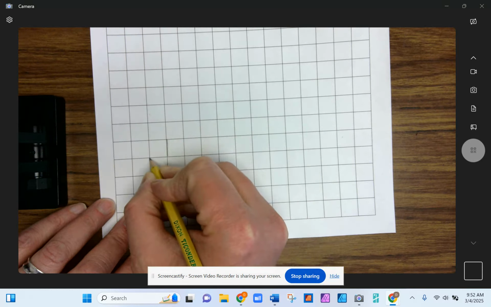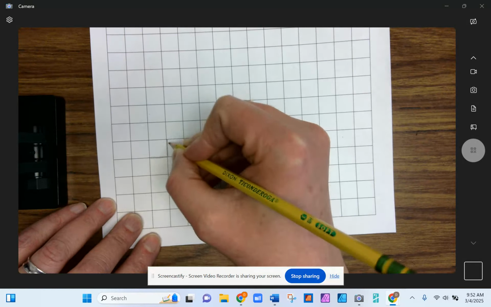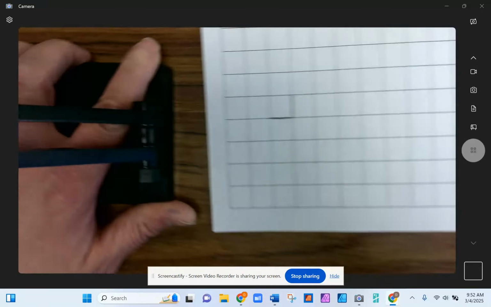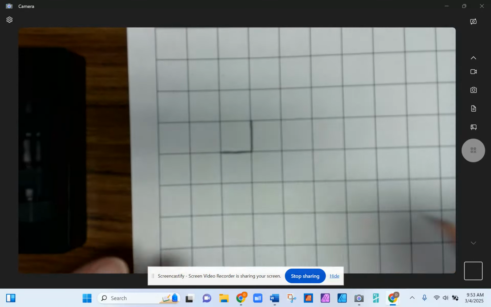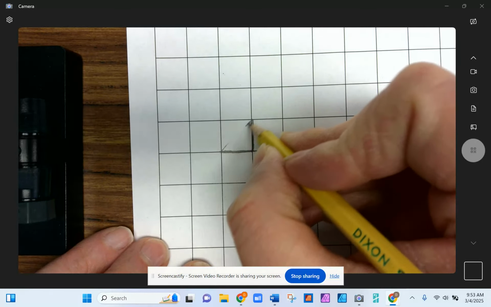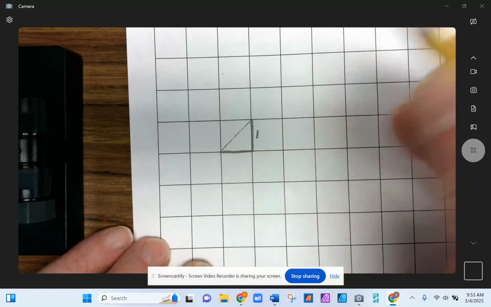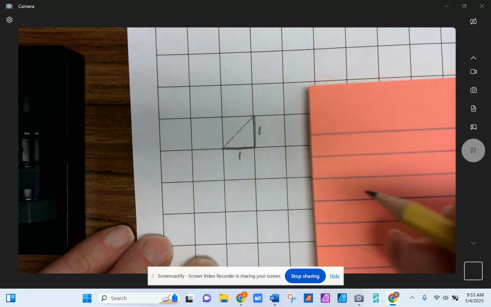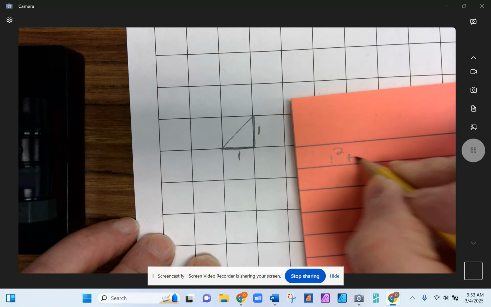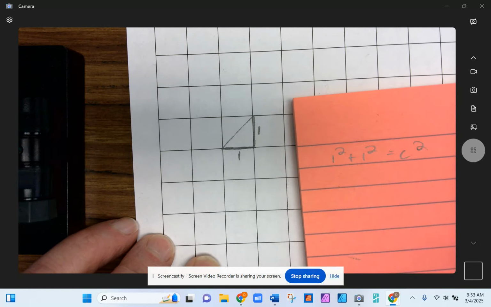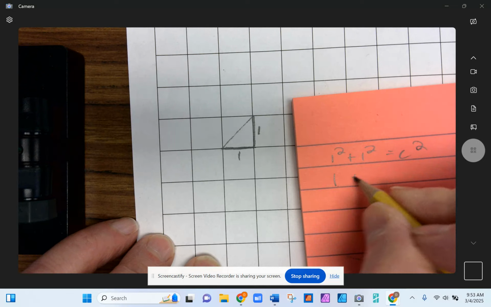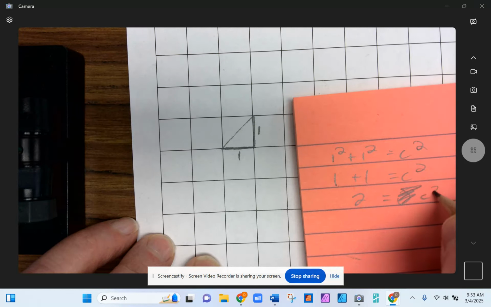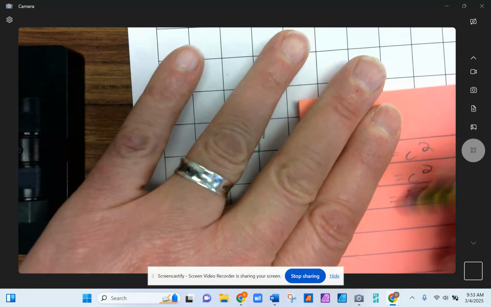So I'm going to go 1 by 1, so 1 box by 1 box. Even though it's ½ an inch, we're just going to focus on that size as we do this. And then I'm going to draw the hypotenuse right here. Now, I know that these lengths are 1 and 1, right? So when I show the work, it's going to be 1 squared plus 1 squared equals c squared. So 1 plus 1 is c squared. So that's 2 equals c squared.